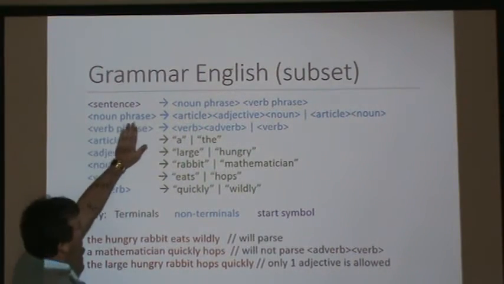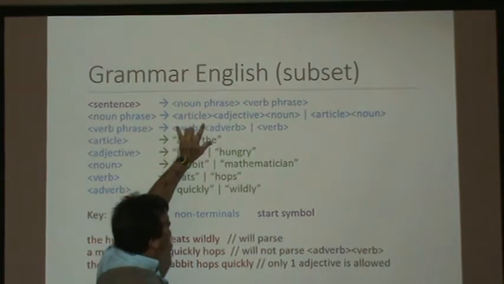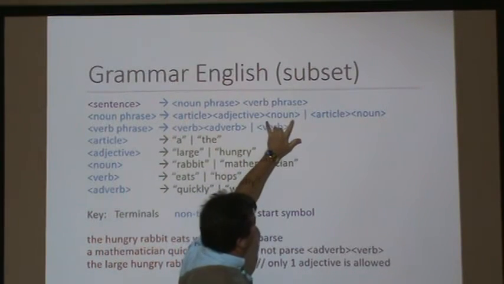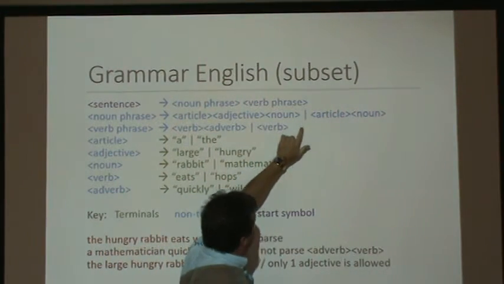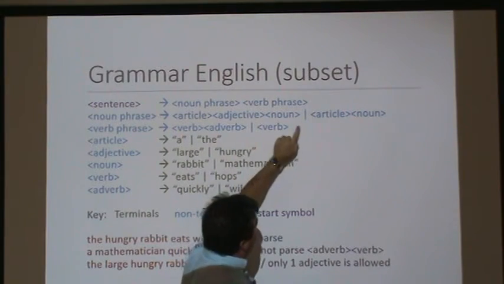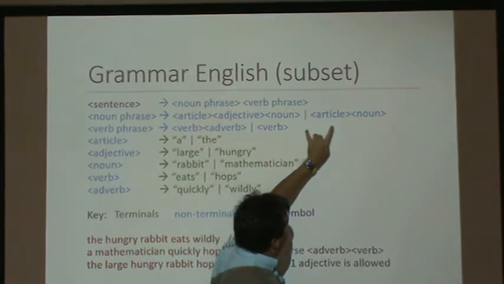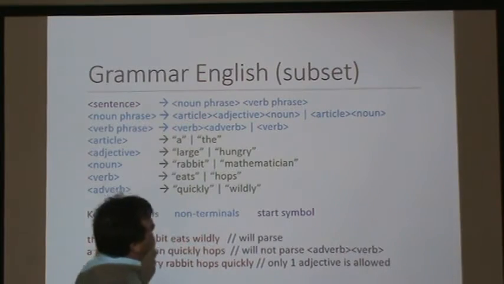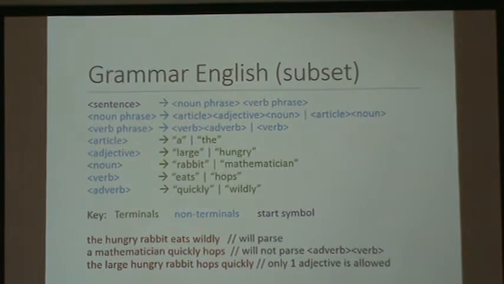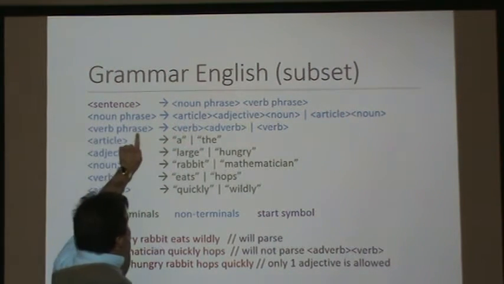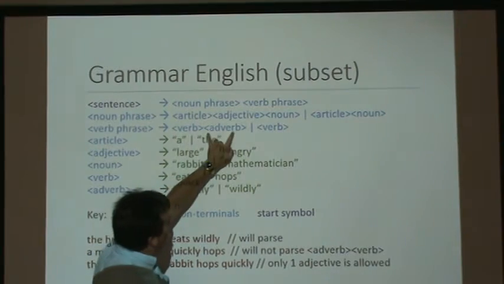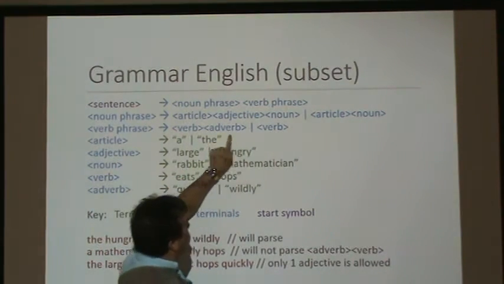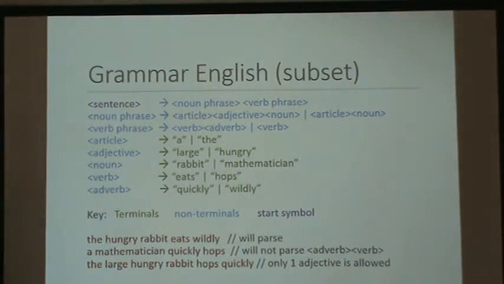Well, a noun phrase is made up of an article followed by an adjective followed by a noun. Oh, in this case I actually made the adjective optional. I'm requiring the article but making the adjective optional. Then I'm saying a verb phrase is equal to a verb followed by an adverb, or just a verb, so I'm making the adverb optional. But again, I'm only allowing one.